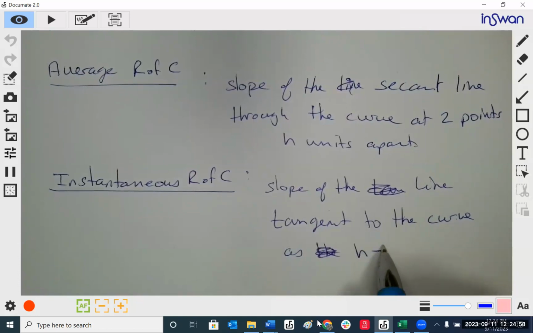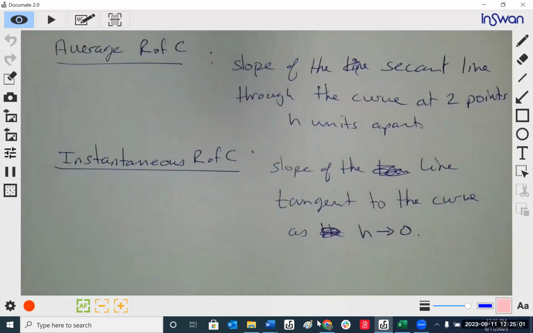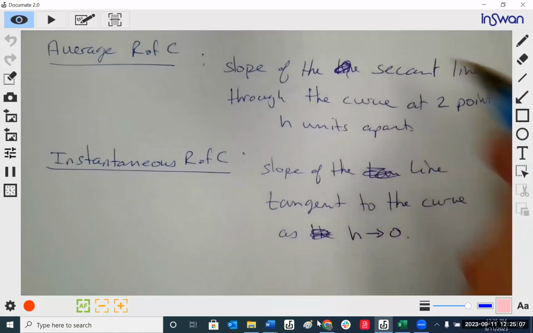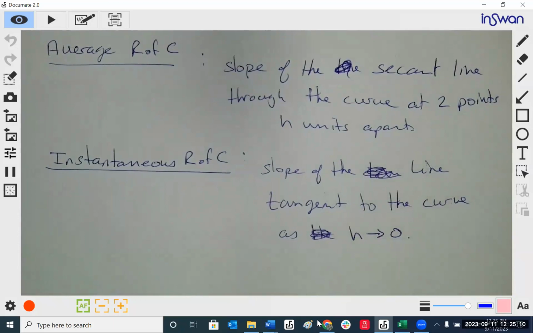is H goes to 0, right? I hope you wrote that, because now you see how I'm scribbling out. Oh, no, I'm just using it for notes. I'm going to send you all these.